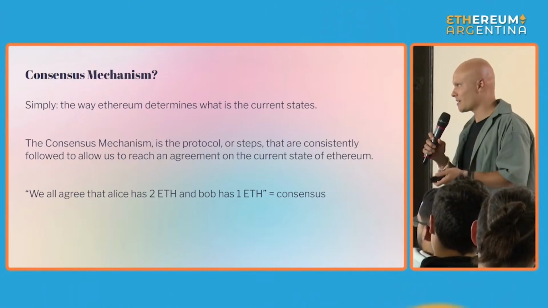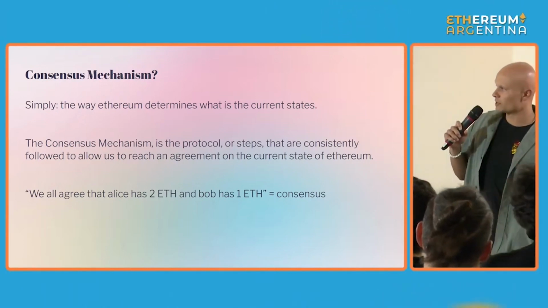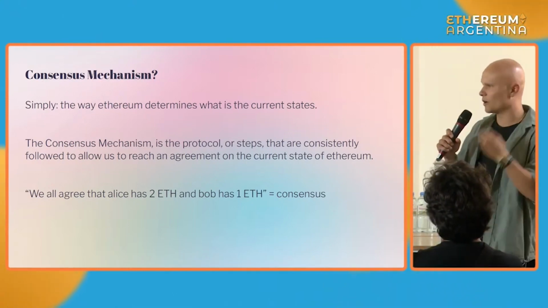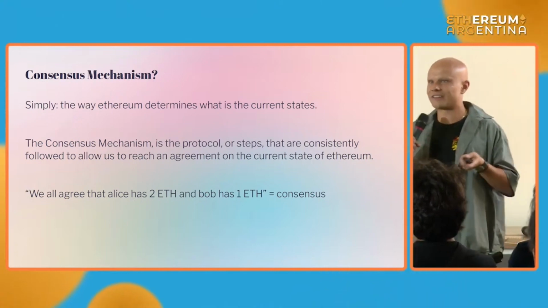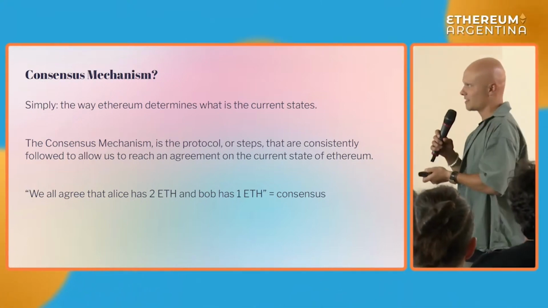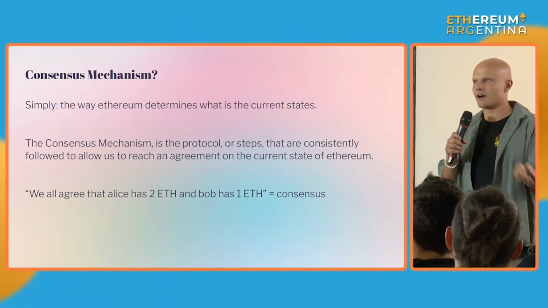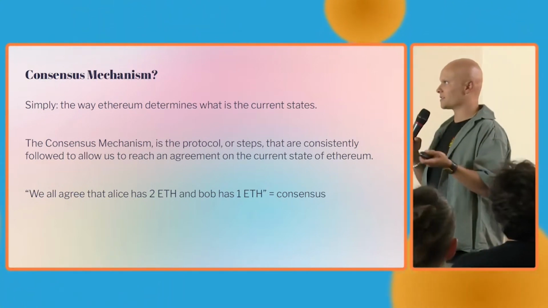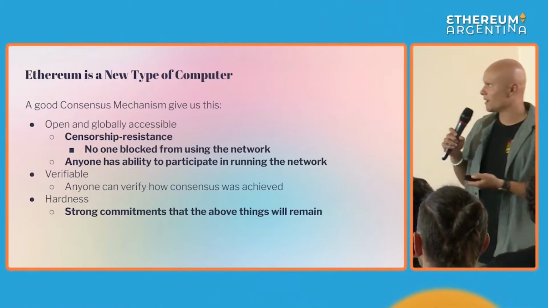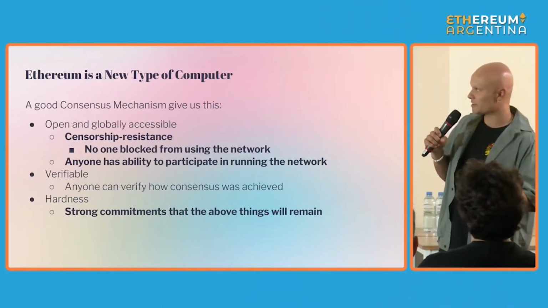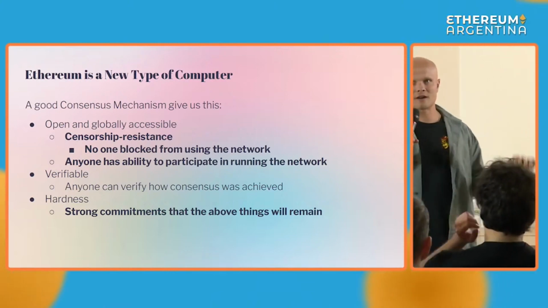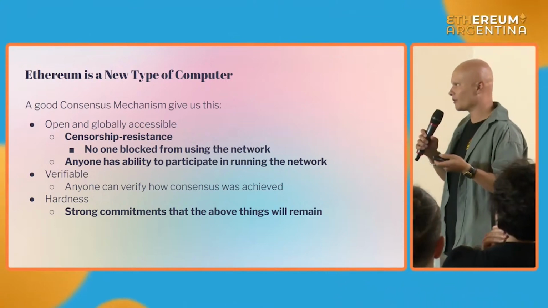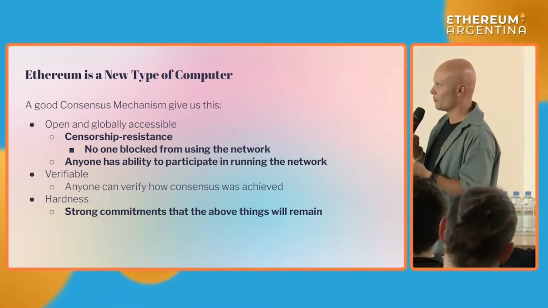This is basically to say that we all agree that Alice has 2 ETH and Bob has 1 ETH. We came to a consensus on this, we agree on this state, and how do we get to this agreement in Ethereum? We get to this agreement through a consensus mechanism. And so a good consensus mechanism will give us this guarantee, will allow us to come to consensus while also giving us a few of these properties.